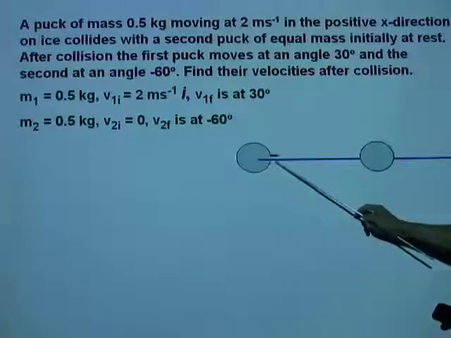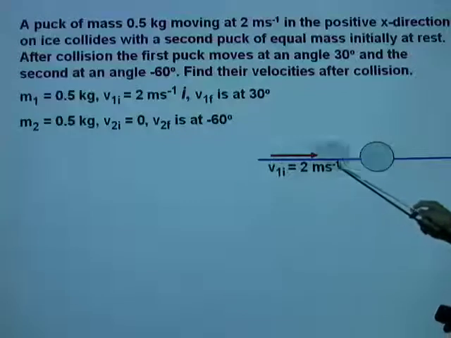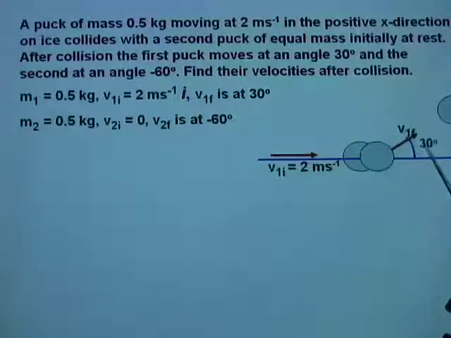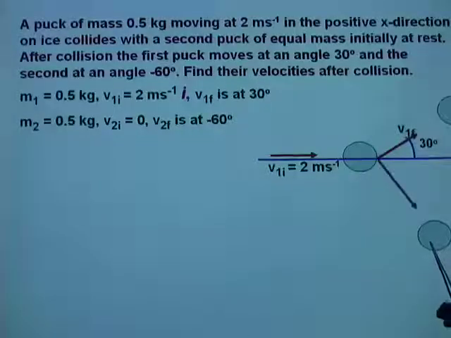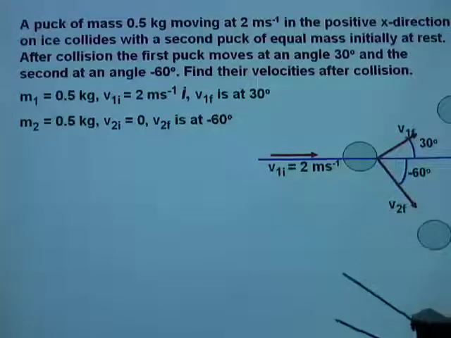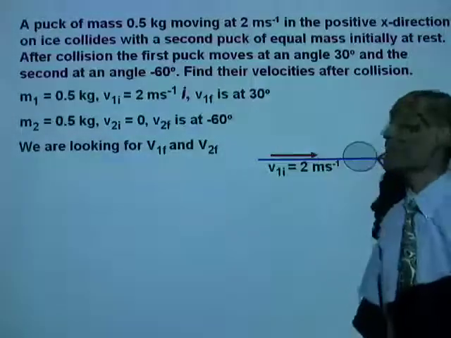So here comes the first puck. It hits with the initial velocity 2 meters per second. It hits the second puck and it goes at an angle 30 degrees. That is V1F, at an angle 30 degrees, and the second puck moves at an angle negative 60 degrees. There you are. And we now need to find V1F and V2F.